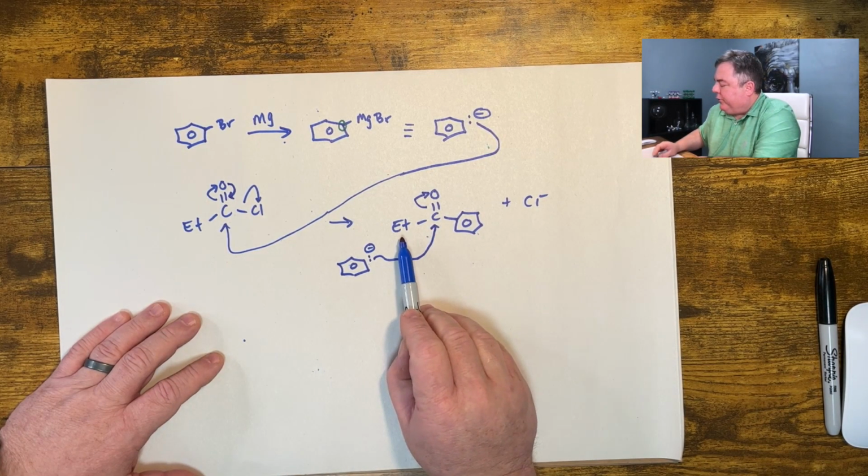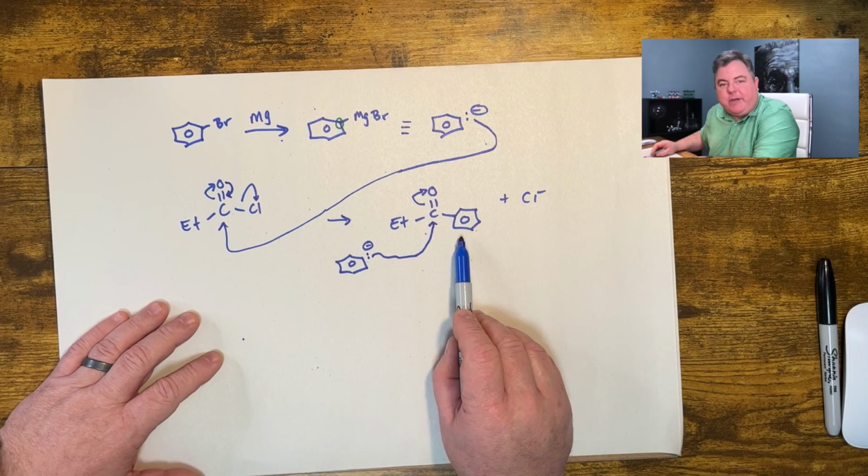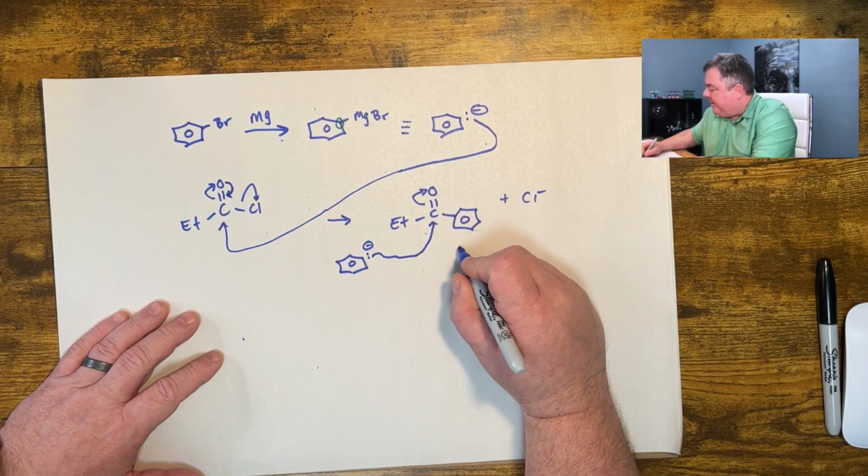Well, let's look at the 2 groups. Here I have a carbon group, ethyl. Nope, it's a bad leaving group. Here I have a carbon-based group, a phenyl. Nope, it's a bad leaving group. So the electrons will stay up on oxygen.